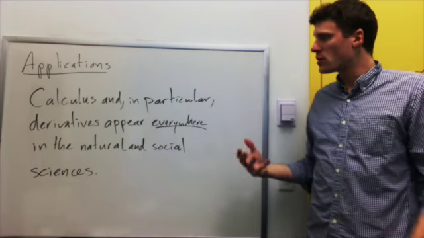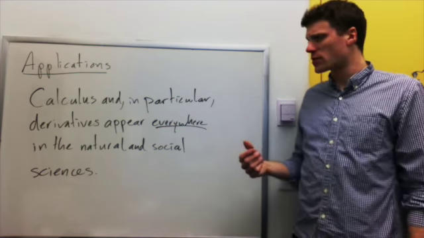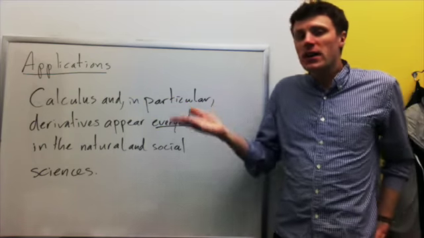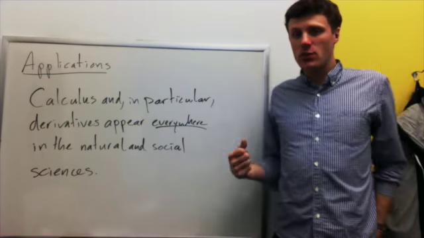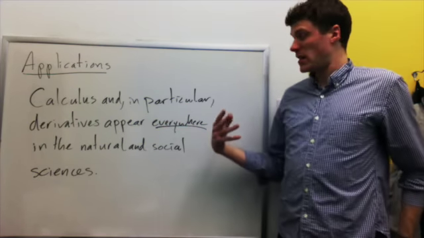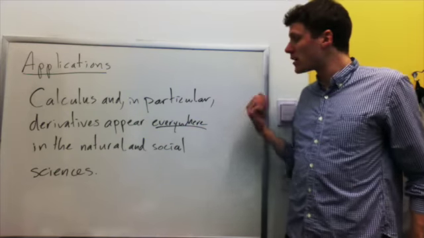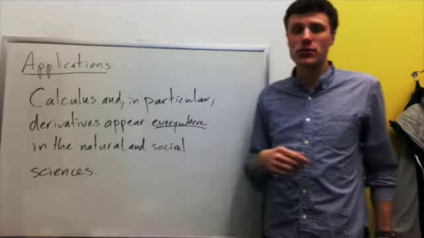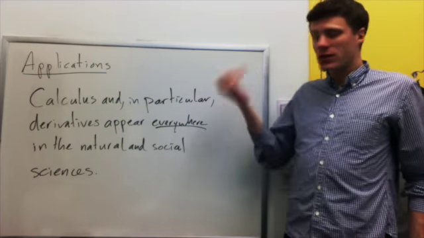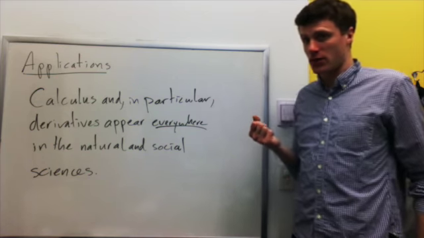Or sometimes we might use statistics or some sort of way of fitting a curve to some data we have, and then that curve is a function, and to that function we can then apply calculus. So that happens a lot in social sciences. So let's see some examples of applications.